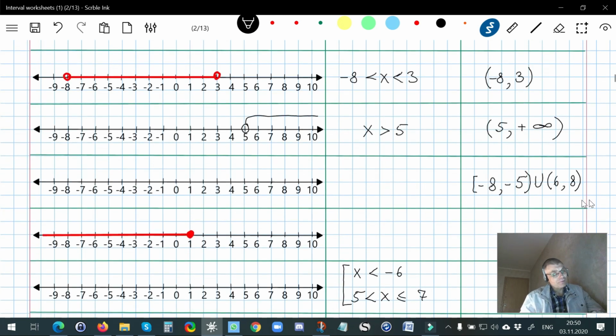Here we have a more complicated interval with two parts. The first one stretches from -8 to -5, -8 closed, -5 open. All right, -8 here, -5 here. That's our first. And it is unified with another interval which stretches from +6 to +8, open both. +6, +8, here we are.